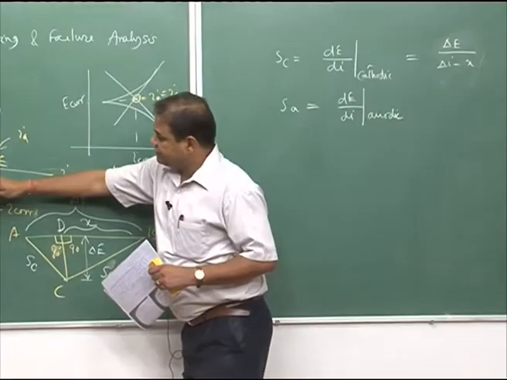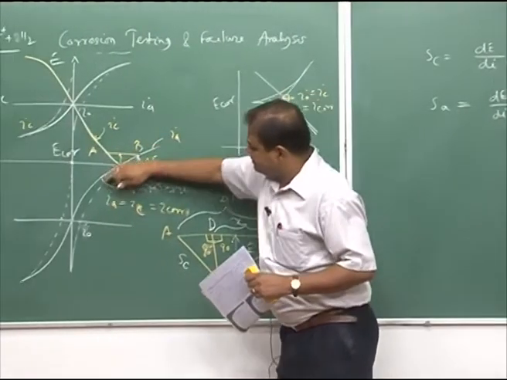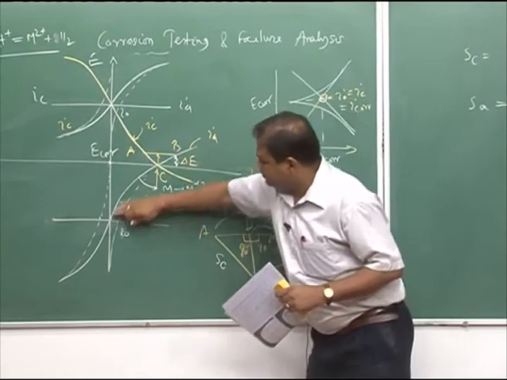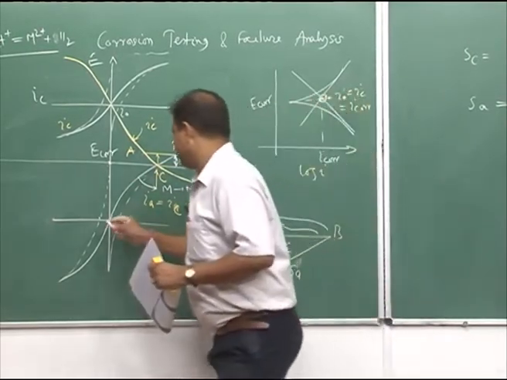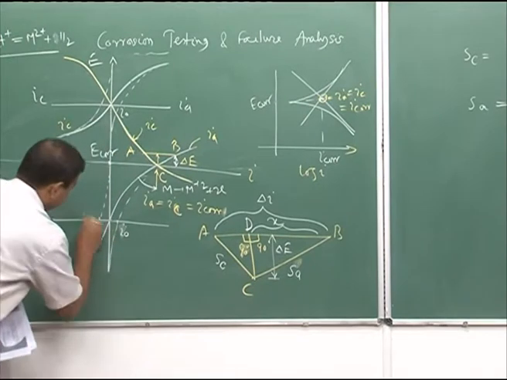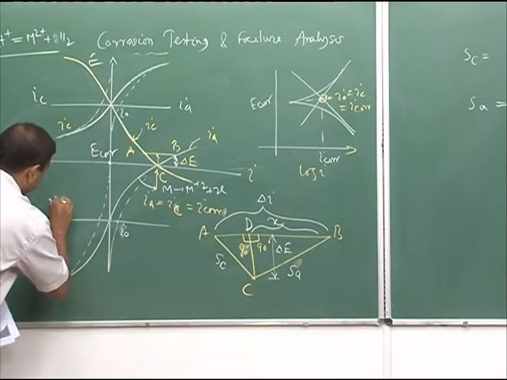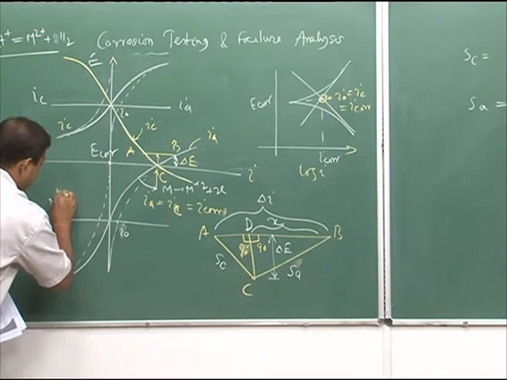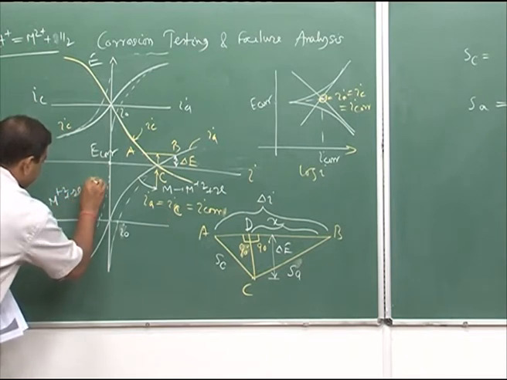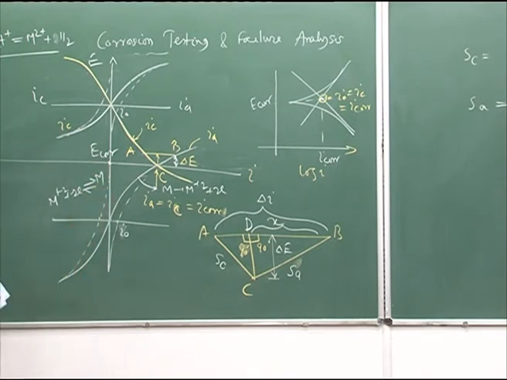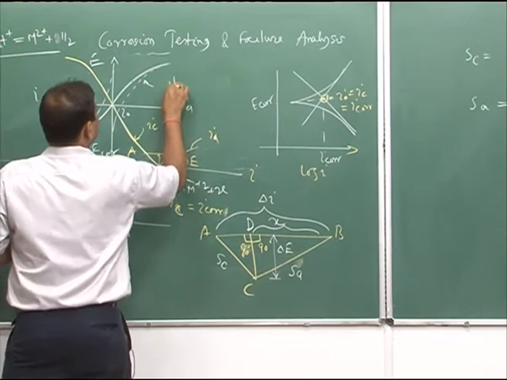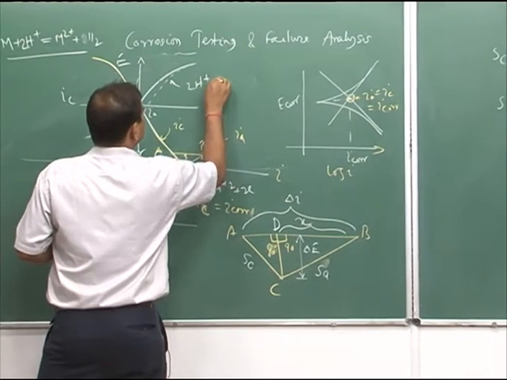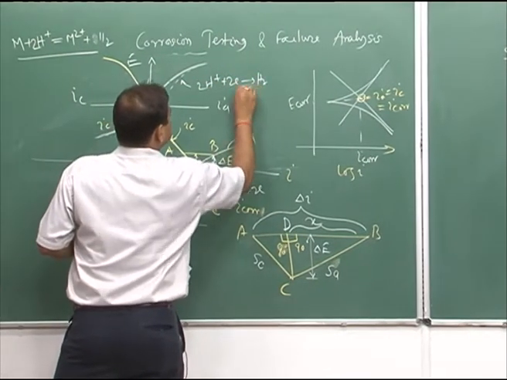Then again S A would be del E by del I for anodic, because if we come to this graph, we see that this is for the anodic reaction, or we can say that this entire thing is for M going to M 2 plus plus 2 e, and this is with respect to this reaction, H plus 2 e going to H 2.